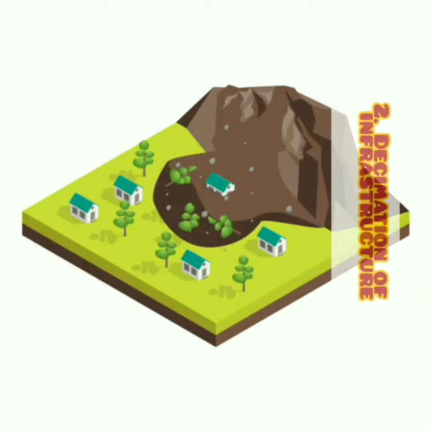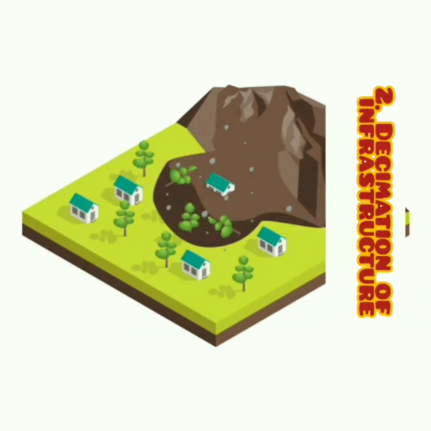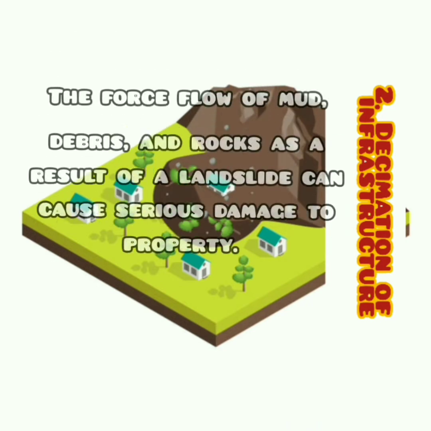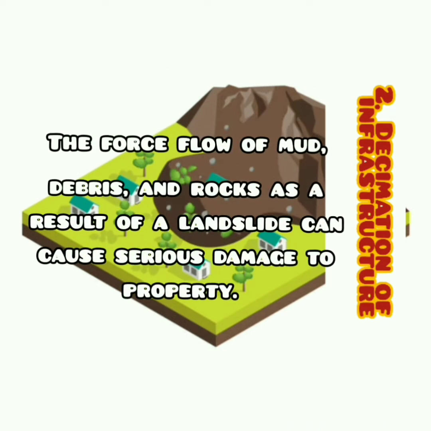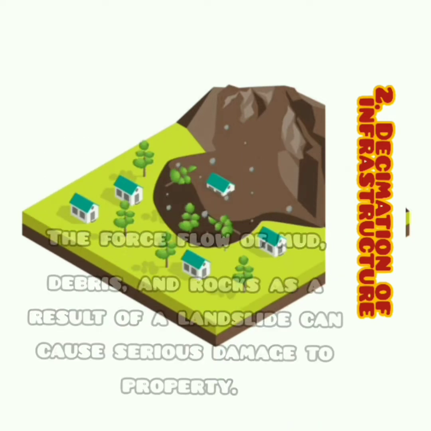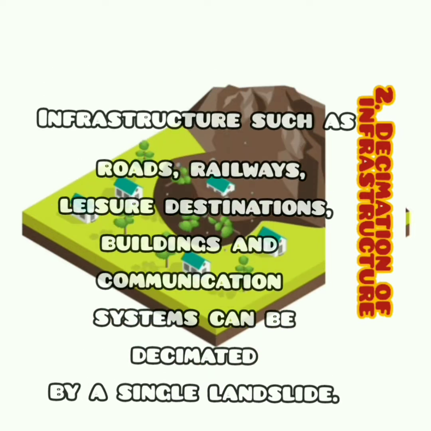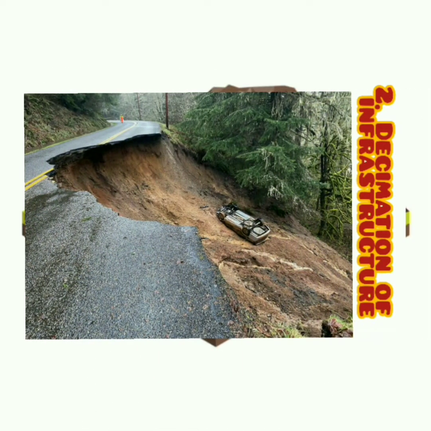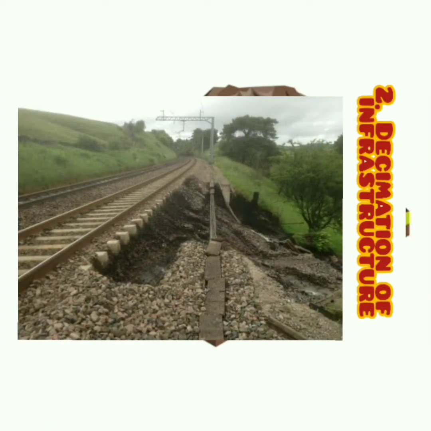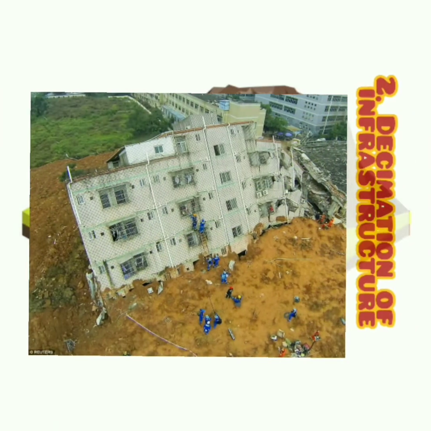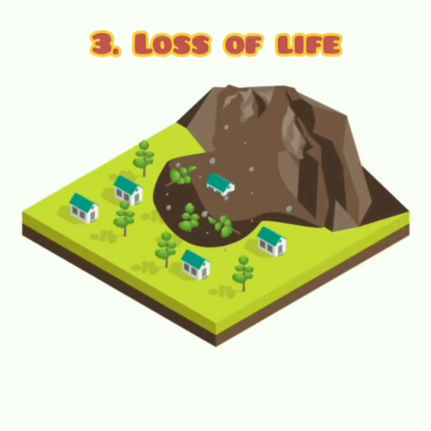Then is decimation of infrastructure. The forced flow of mud, debris, and rocks as a result of a landslide can cause serious damage to property. Infrastructure such as roads, railways, leisure destinations, buildings, and communication systems can be decimated by a single landslide.